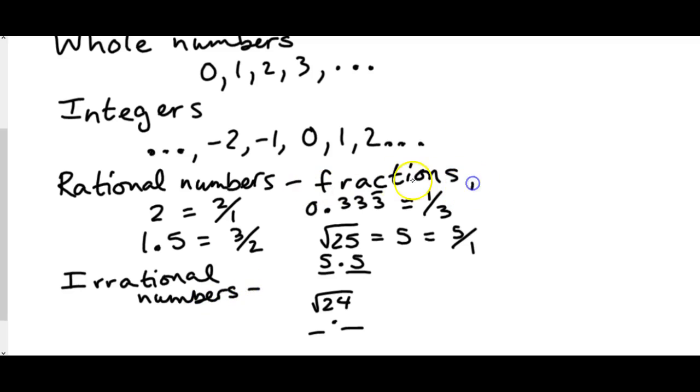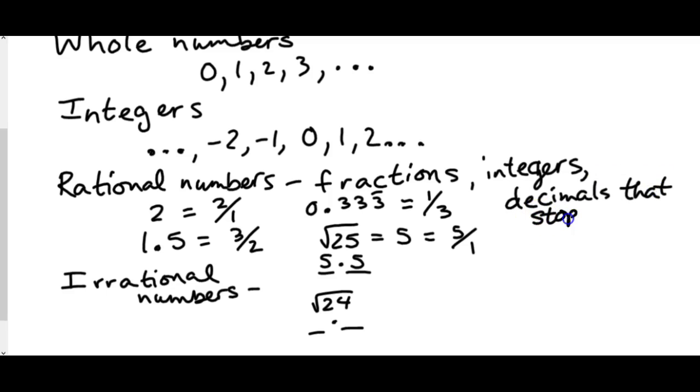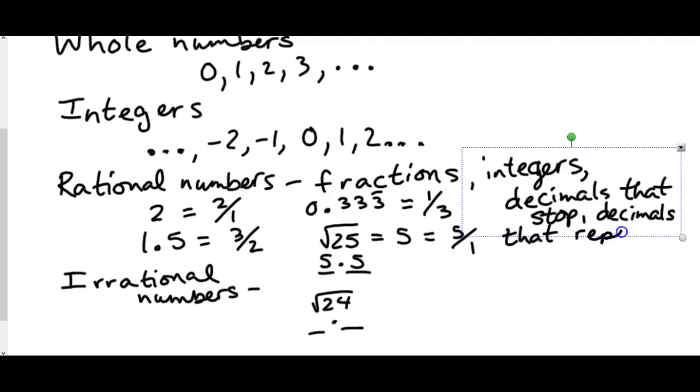So rational numbers, along with fractions, we could also say integers. We could say decimals that stop, and decimals that repeat. And we could say perfect square roots.